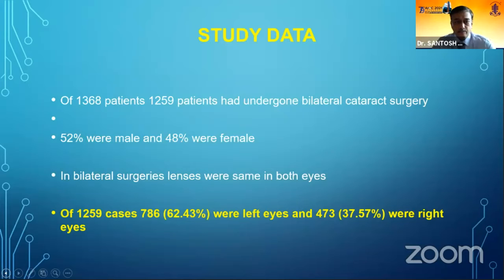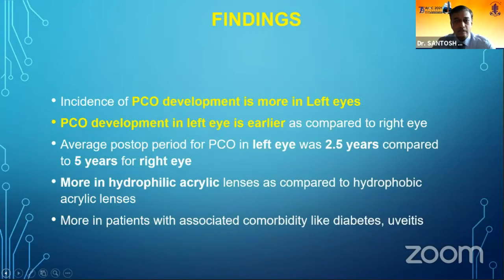Of the 1,368 patients, 1,259 patients had undergone bilateral cataract surgeries. 52% were male and 48% were female, so there was no statistical significance. In bilateral surgeries, the lenses, materials, technology, irrigating fluid, and viscoelastic were the same, so there was no other bias. Of these 1,259 cases, 782 cases were in the left eye as opposed to the right eye.